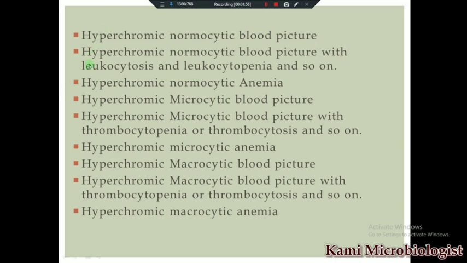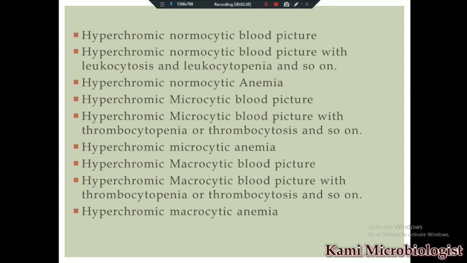The third comment is hyperchromic normocytic anemia. It means that in the CBC report, the RBC value is low, the MCV value is normal, and the MCHC and MCH values are high. We call that hyperchromic normocytic anemia. In the microscopic field, when you count RBC they are low in number, the RBC structure is normal, and in the normal RBC structure a large pale portion is present, then this is called hyperchromic normocytic anemia.